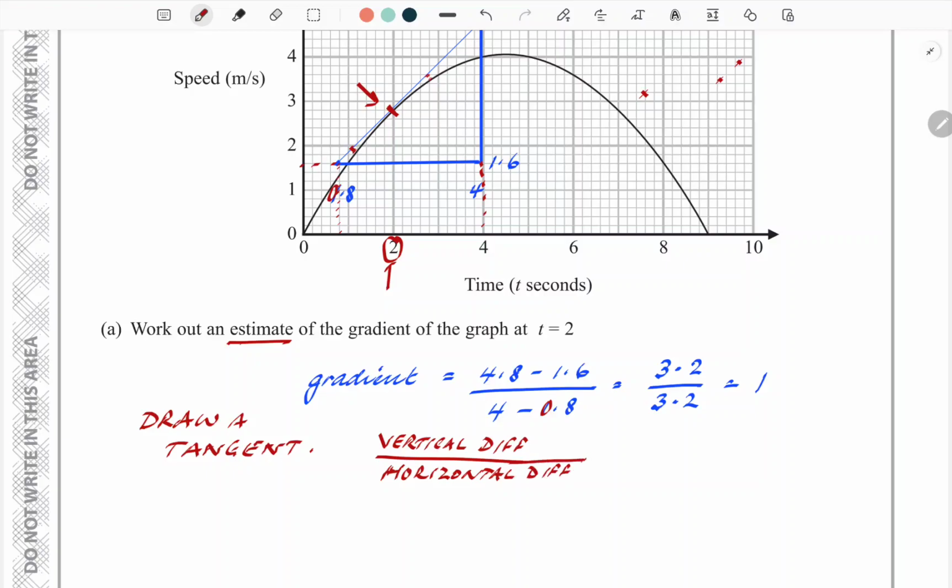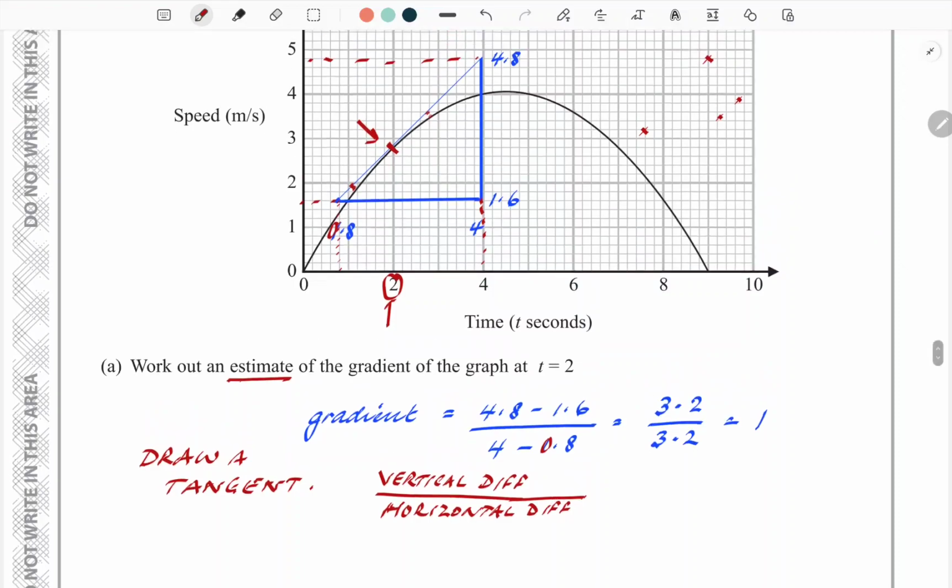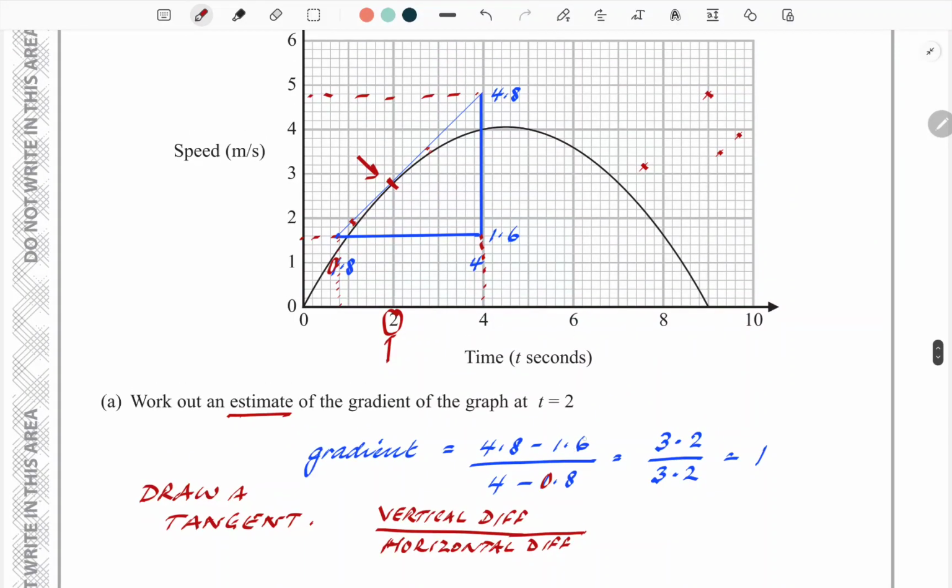Under normal circumstances in a graph, it's the y difference over the x difference. So in this case, I've got 4.8 minus 1.6, which is 3.2, and 4 minus 0.8, which is what I meant to write, and that comes out to be 3.2 as well. So on my particular graph, my estimate gives me a gradient of 1.